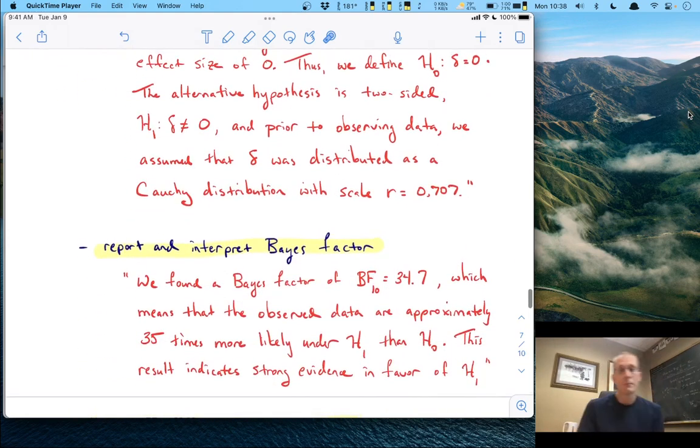Then, of course, we will report and interpret the Bayes factor. So that's easy. We report the Bayes factor, and here it is. But we should also say what that means. It means that the observed data are approximately 35 times more likely under H1 than under H0. This result indicates strong evidence in favor of H1.